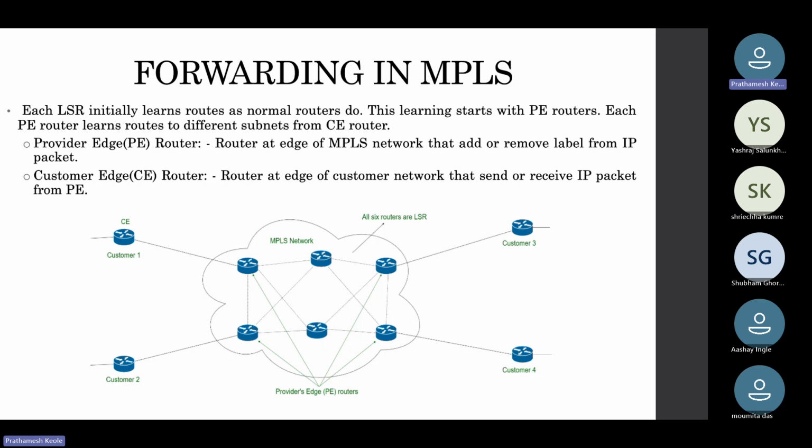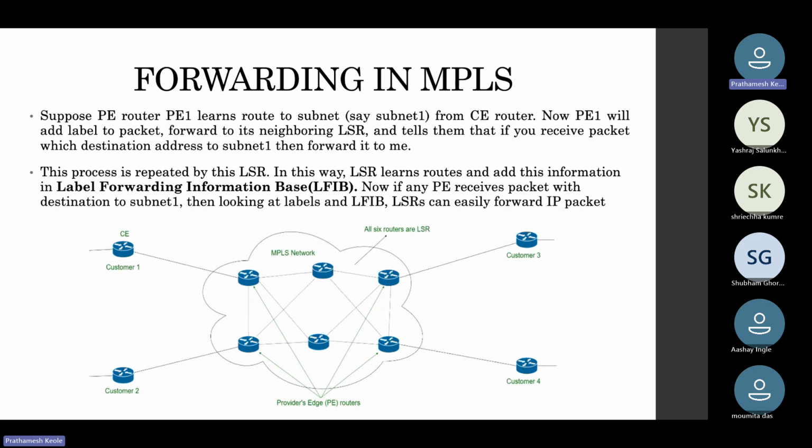Suppose the provider edge router, which is at the edge of the MPLS network, learns the route to subnet 1, or we can say to customer 1 in the below diagram. So PE1 will add the label to the packet, forward it to its neighboring LSRs in the MPLS network, and tell them that if you receive a packet with destination address to subnet 1, forward it to me.